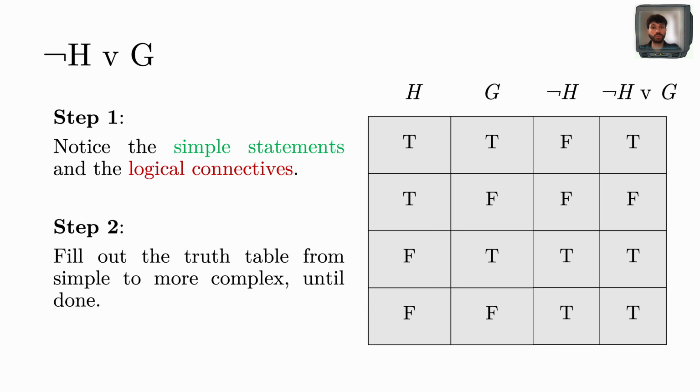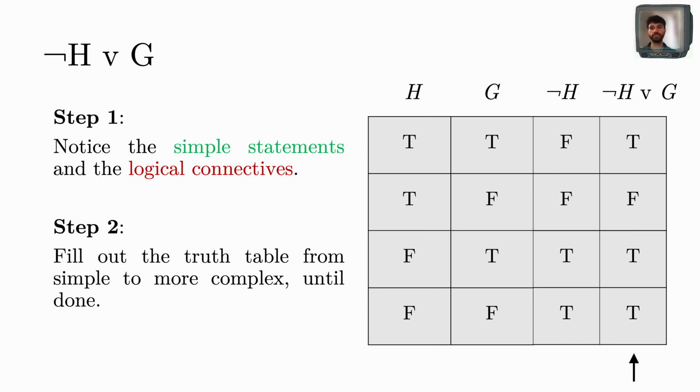So actually, we're done now. We've filled out the truth table for not H or G. Here with the little arrow, you see that the last column, we're done. But right, it's not enough to figure out if it's logically equivalent to some of the other complex statements that I've given you, because we haven't filled out those truth tables yet. So we're not going to do all of them in this video, but I hope to give you the basis to do all of them.